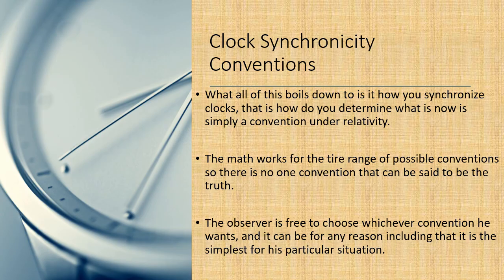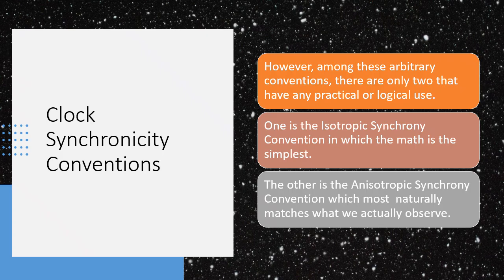The math works for the entire range of possible conventions, so there is no one convention that can be said to be the truth. The observer is free to choose whichever convention he wants, and it can be for any reason, including that it is the simplest for his particular situation. However, among these arbitrary conventions, there are only two that have any practical or logical use. One is the Isotropic Synchrony Convention, in which the math is the simplest. The other is the Anisotropic Synchrony Convention, which most naturally matches what we actually observe.